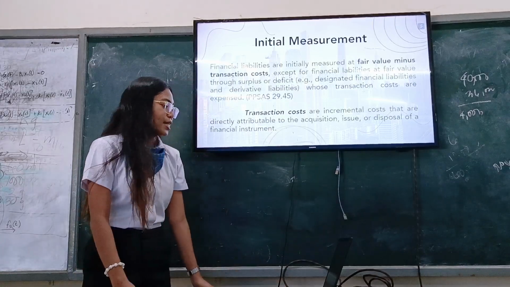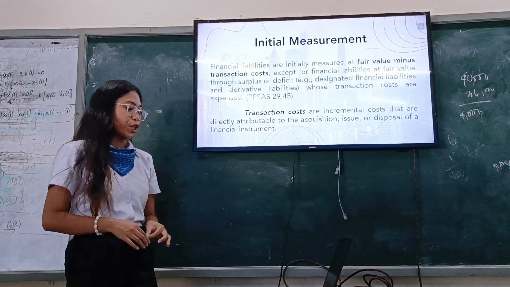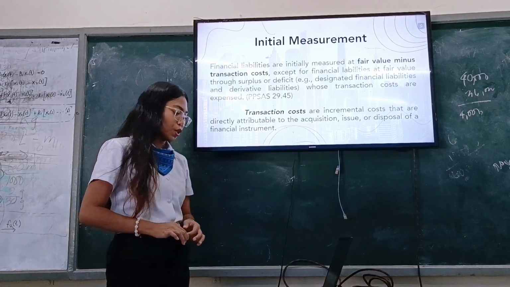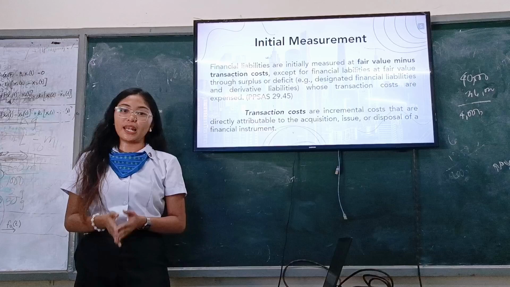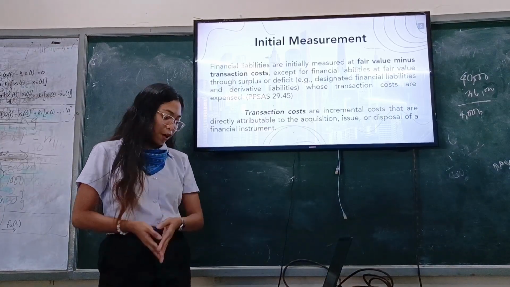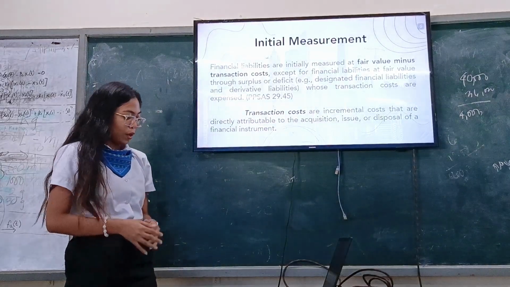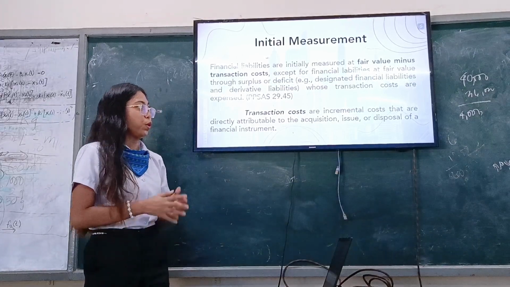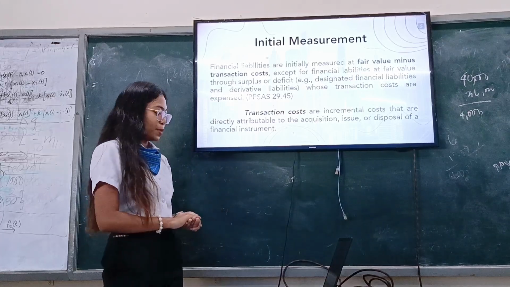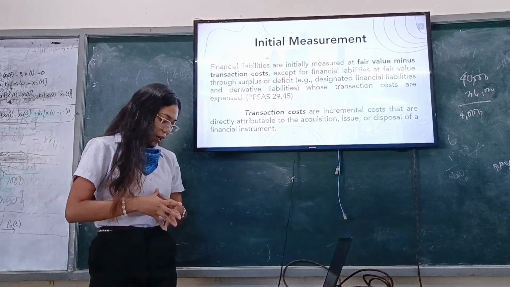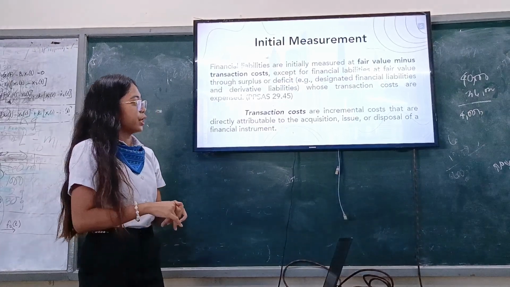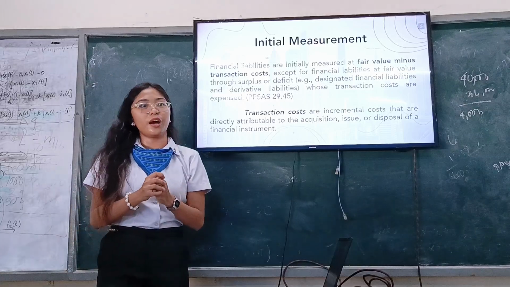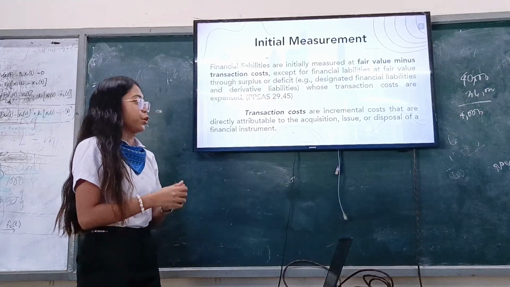So, next is the initial measurement. Financial liabilities are initially measured at fair value minus transaction costs, except for financial liabilities at fair value through surplus or deficit, whose transaction costs are expensed. So, after recognizing the liability, the company measures its fair value. This is done at its fair value minus transaction costs. However, some financial liabilities, like certain types of financial instruments or derivatives, are measured differently. Transaction costs are costs attributable to the acquisition, issue, or disposal of a financial instrument. So transaction costs are costs that are directly related to acquiring, issuing, or disposing of a financial instrument.